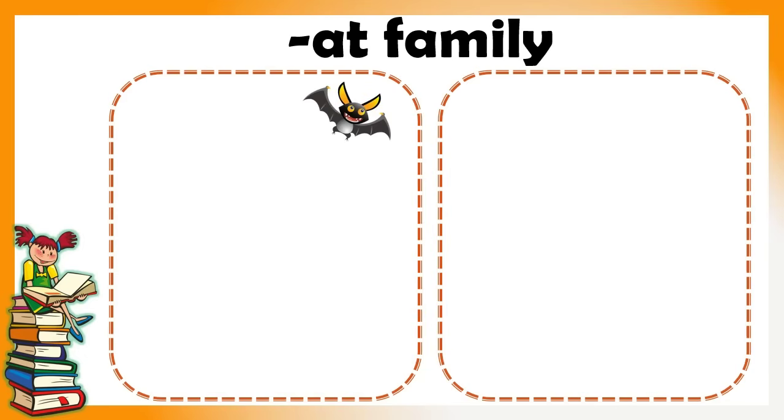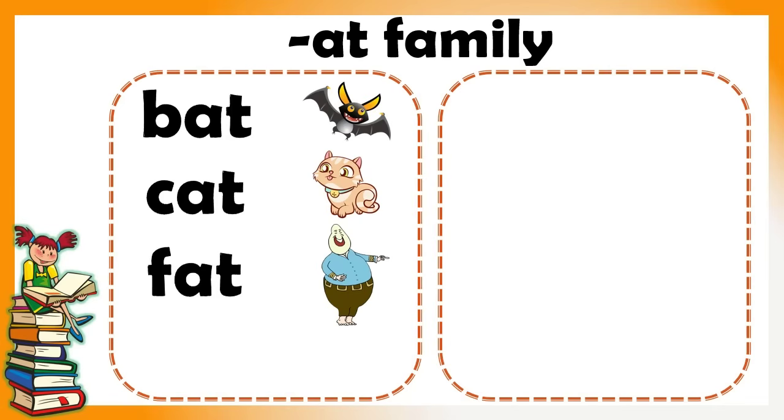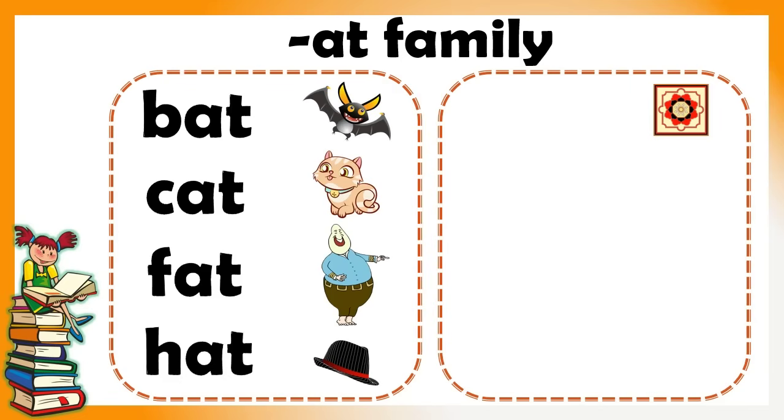Very good! A black bat. Next. Yes, this is a cat. Next. Correct, a fat man. Next. Very good, a black hat. Next. Very good, mat. Next.